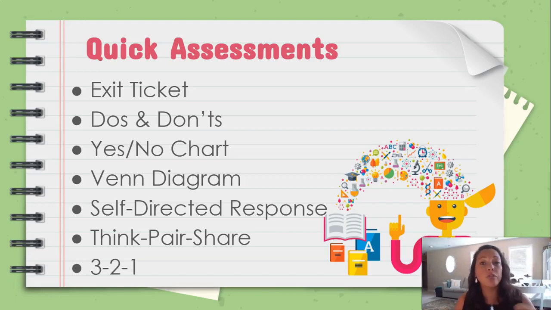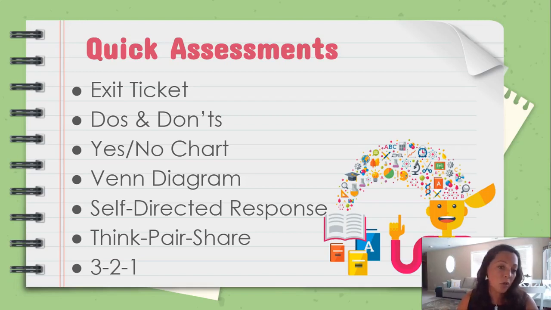Next are the do's and don'ts. So this is just asking your kids to list 3 do's, 3 don'ts when using, applying, or relating the content. The third one is a yes or no chart, and that's when we're going to ask our students, write what you do and don't know about a given topic, and the students have to be very specific. Yes, I know this. No, I don't know this.